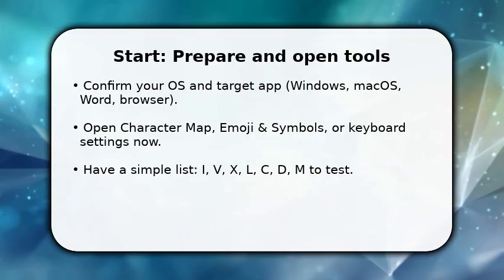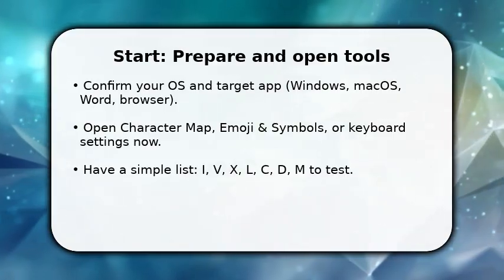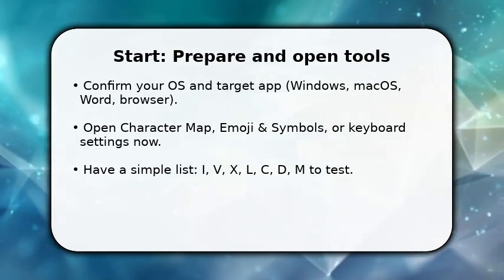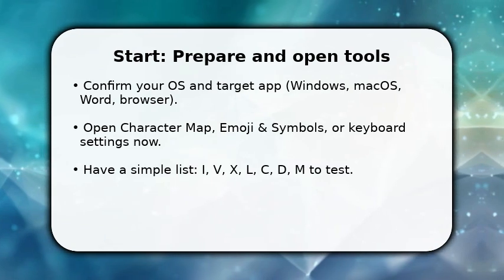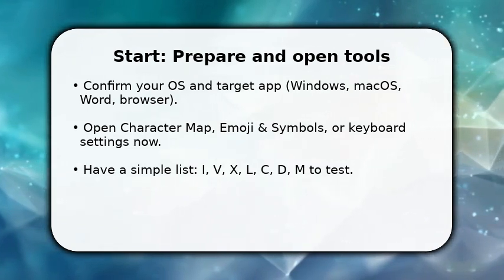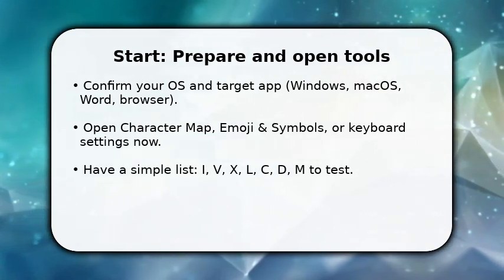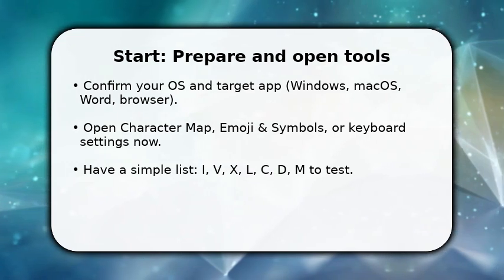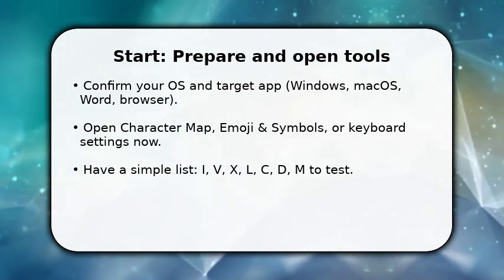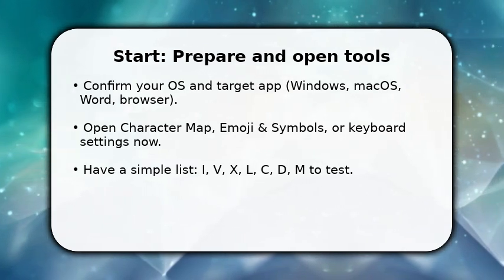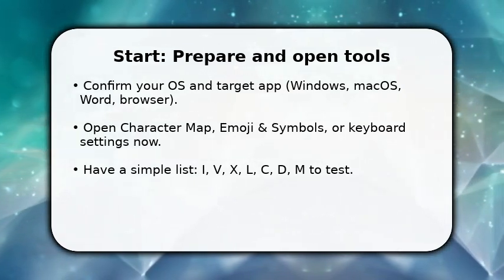Enjoy the video. You begin by checking your system and the app where you'll type Roman numerals. This saves time and avoids surprises. Once the app is open, launch the character map or emoji and symbols utility so you can pick glyphs quickly. If you prefer keystrokes, open numlock and note the alt code or input method for your platform. Do this now. It sets you up to type instantly and ensures the characters you choose display correctly.